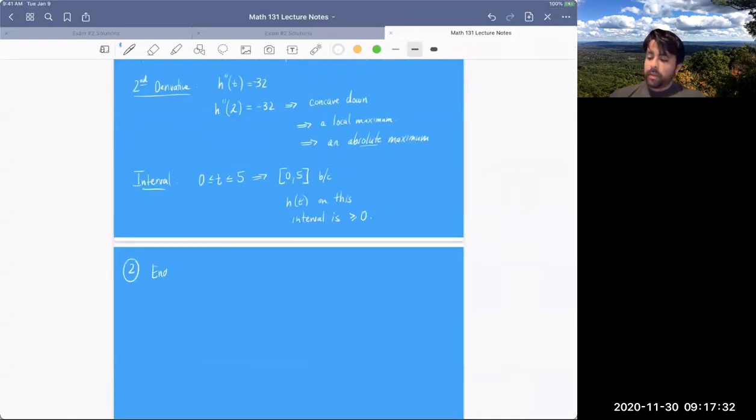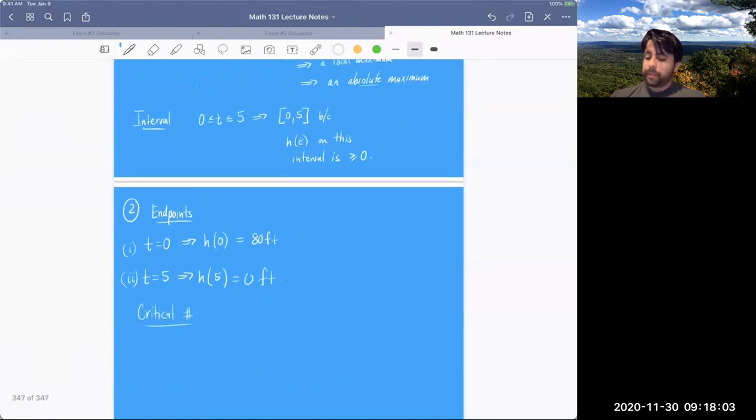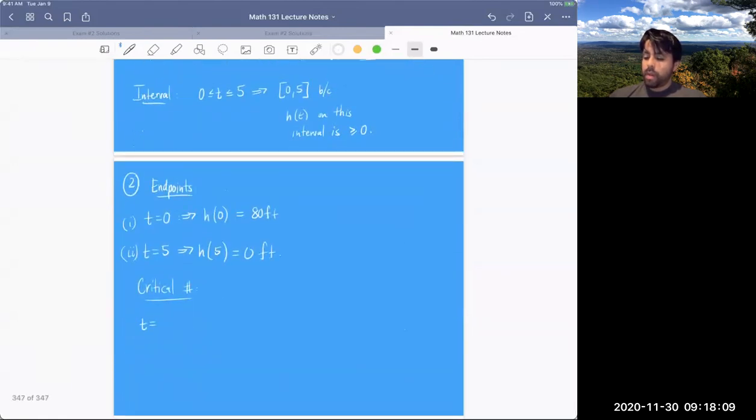My endpoints, right? When t equals 0, what's my height? It's 80 feet. This is my y-intercept. And then when my t value is 5, what's the height? It's 0 feet. And then my critical number, what's my critical number? T equals what? T equals 2. So what happens when I plug in 2?